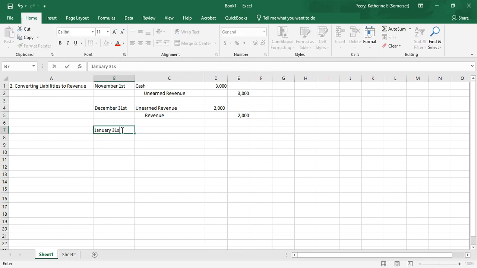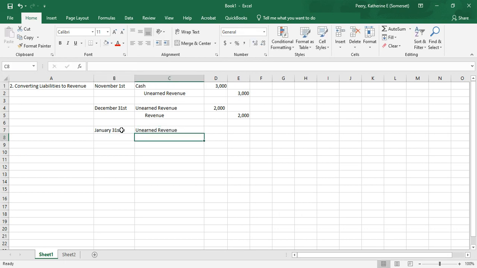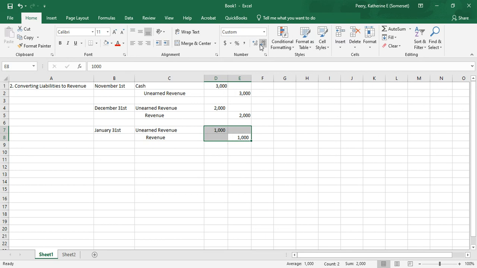And then on January 31st, we could go ahead and do the other part that is now the amount that's fully been earned, right? We could do this. Okay. So that is what an adjusting entry would look like for unearned revenue. I'll go ahead and stop the video there.